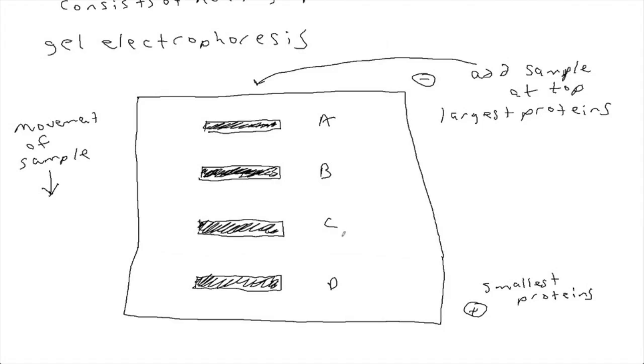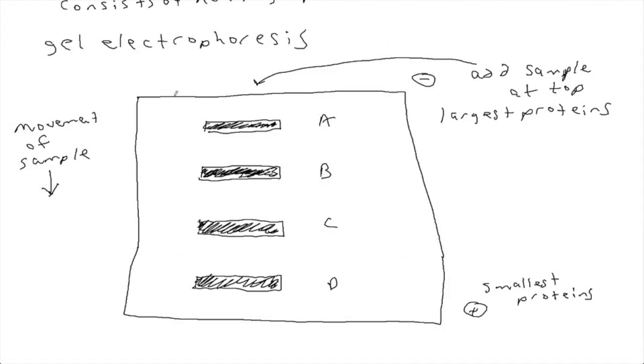But do you see that kind of messes up our results? Because now we can't be sure these are really the smallest. If you think about it, maybe these moved the furthest because they're the smallest, or maybe they moved the furthest because they have the most negative charge. So that's one complication in many types of gel electrophoresis.